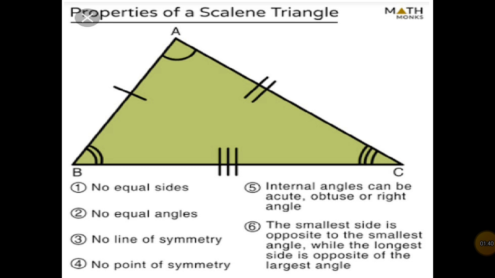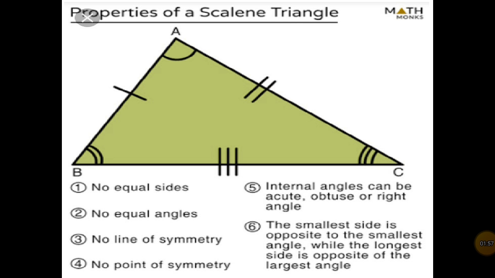Now, we have some properties written under this. Number 1, no equal sides, which has been said before about scalene triangle. There is no equal sides. Number 2, no equal angle. There is no equal angle in a scalene triangle. Number 3, no line of symmetry.